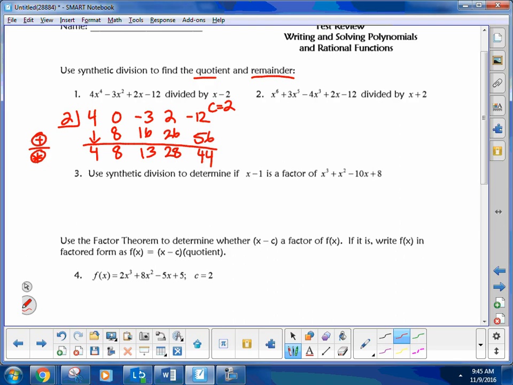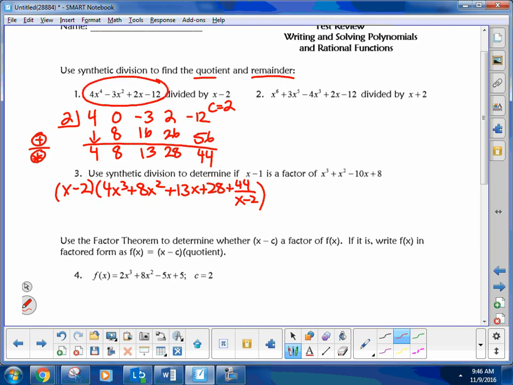When you write down the solution for this one, you write down 4x cubed plus 8x squared plus 13x plus 28, and what's important is that you write the remainder, 44, divided by the actual factor, x minus 2. If you wanted to prove it to yourself and guarantee the solution, you could multiply this back out and get the same solution, which equals our original function, f of x. All right, lovely. Let's move on to the next one.